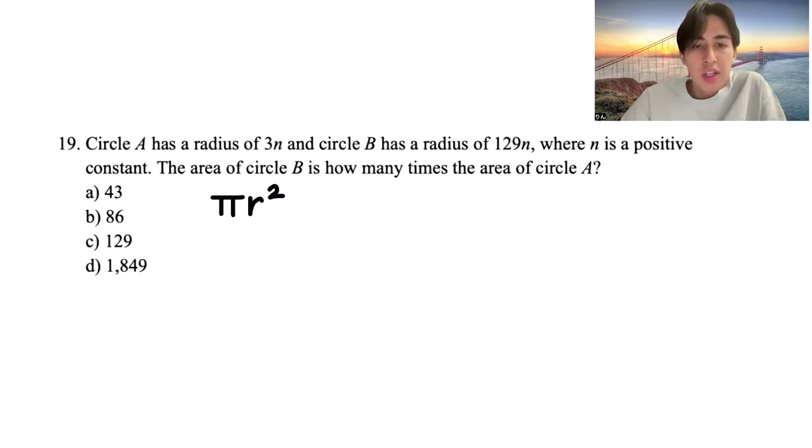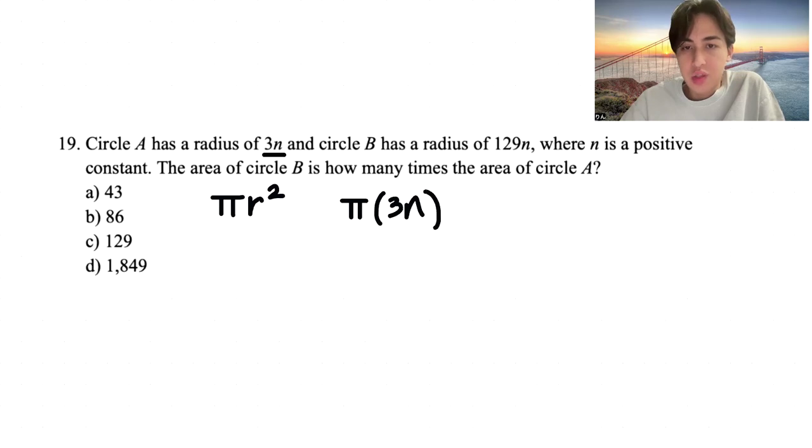So, let's first find the area of circle A, which has a radius of 3n. We can plug in 3n for r. So you are left with pi times 3n squared. 3n squared will give you 9n squared. So pi times 9n squared. This is your area of circle A.